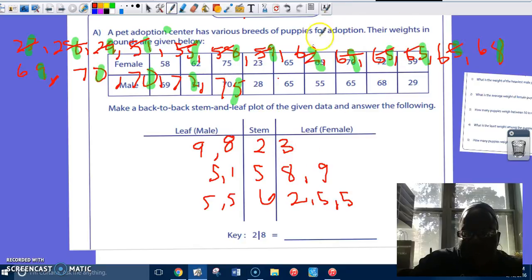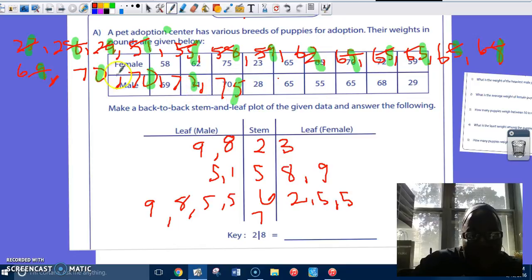And my next one is 68. That 68 came from male. There we go. And then we have a 69. That 69 came from male. See it behind there? Okay, so 69. That takes care of the 60s. And my last stem is 70s.